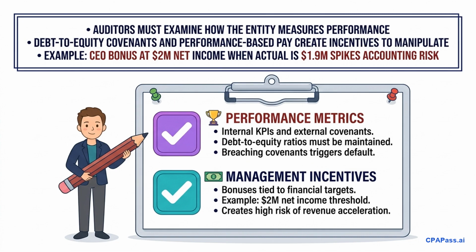And we must also examine how the entity measures its financial performance. This includes reviewing internal key performance indicators and external metrics, such as bank debt covenants. Debt to equity covenants and performance-based executive compensation create powerful incentives for management to manipulate financial results.